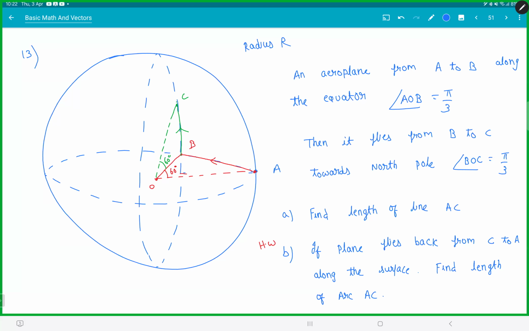What is the length of the line AC? Basically displacement and distance traveled. So something like that they can ask you. So the plane flies from A to B and B to C. What is the length of this line AC? Sir, in terms of? You can take R. Radius R is equal to 10 meters. Let's make it a big one. Let's take it as 1000 kilometers. Or you can leave the answer in terms of R. That is okay. Leave the answer in terms of R. Let's not take numbers.